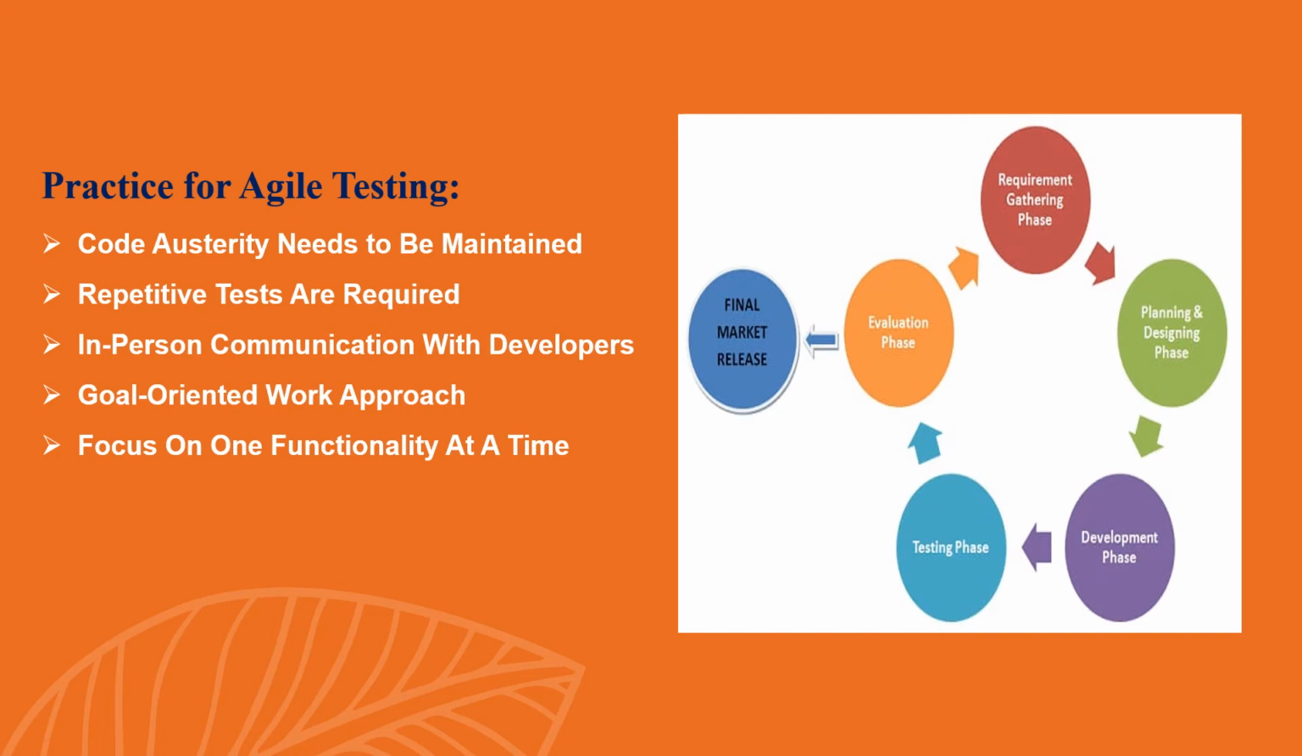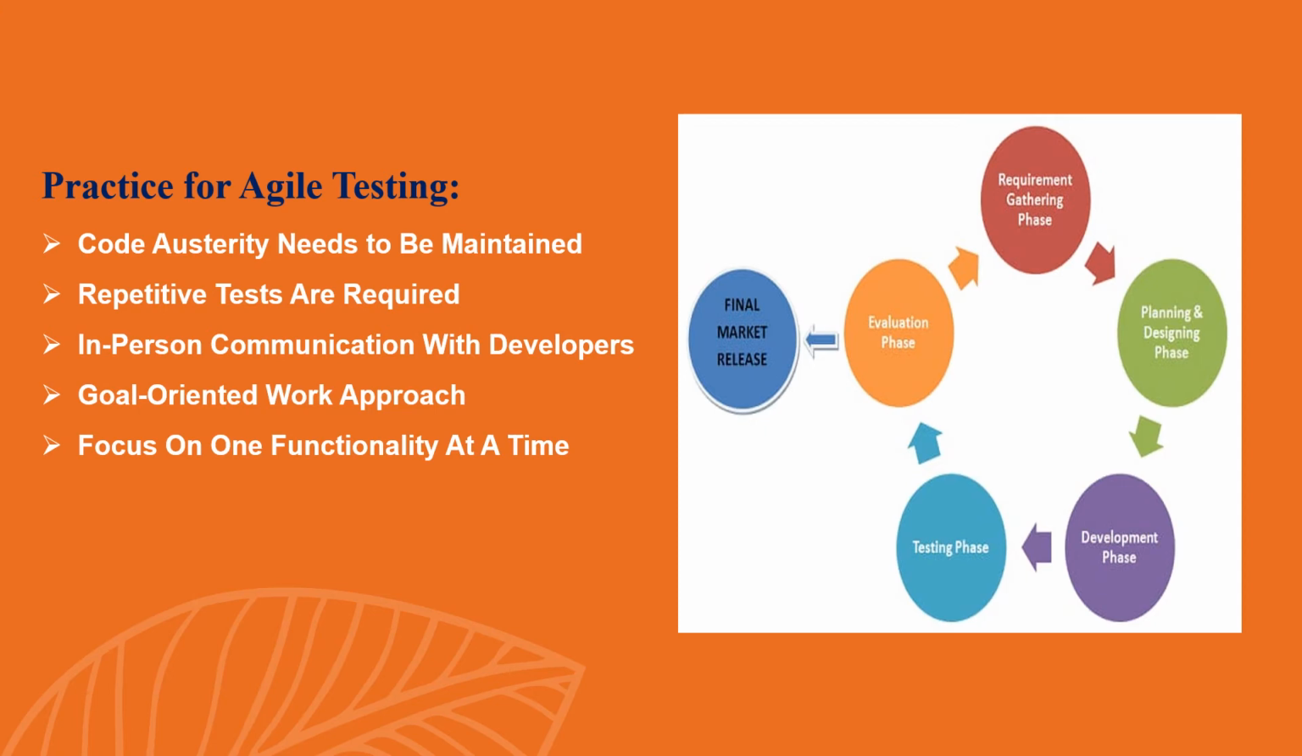Then, the next practice to be followed is in-person communication with developers. One of the most important best practices in Agile for testers is to talk in person to the developers. The role of Agile testers is to eradicate all sorts of errors and bugs from the application. For that, the testers need to know more about the application and collaborate with the developers.